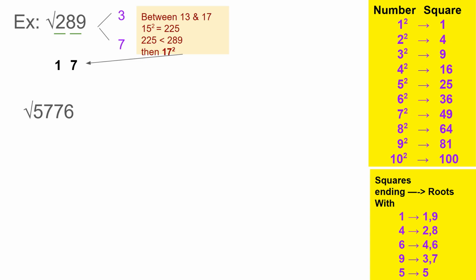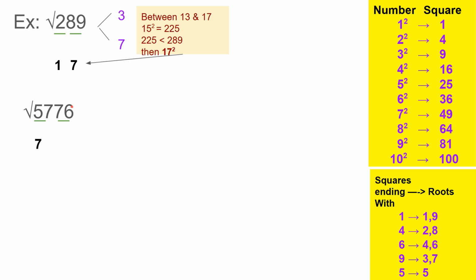Let's take one more example. Find the square root of 5776. First make groups from right to left, 76 and 57. Now near 57, which square number lies in this list? 49, right? So 49's root is 7. So the first digit of the root is 7.